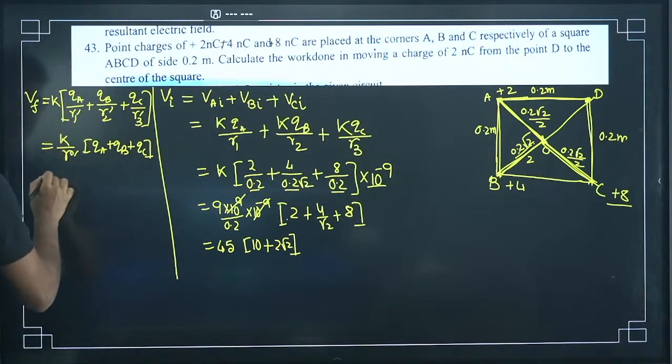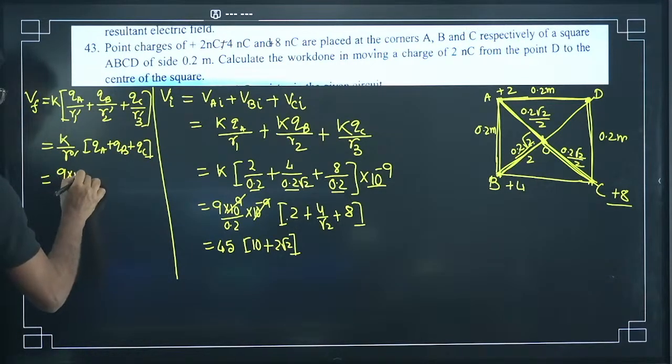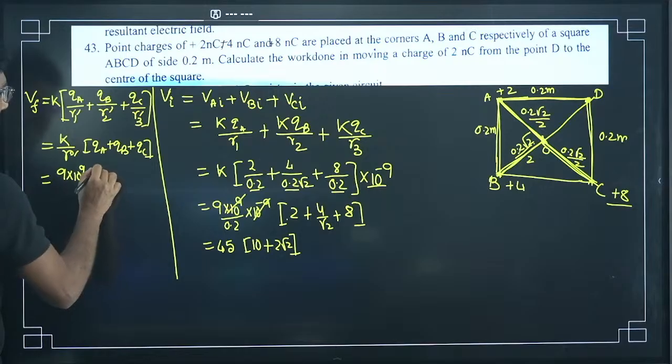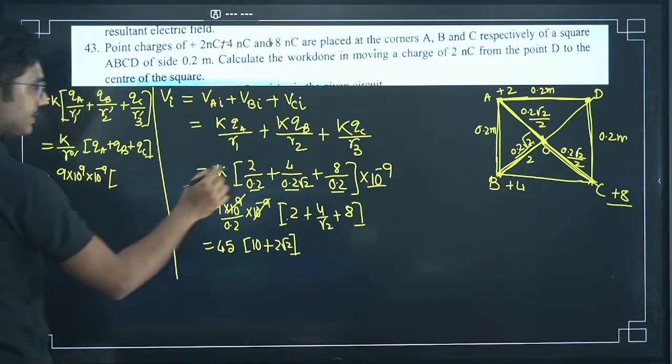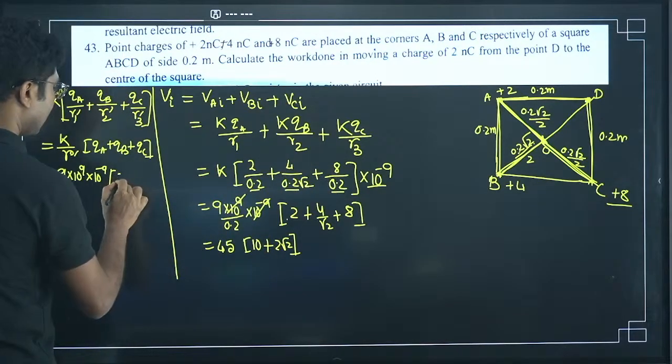Okay, now we will apply the same method. 9 into 10 to the power of 9 and 10 to the power of minus 9 common from all the charges. So 2 plus 4 plus 8.